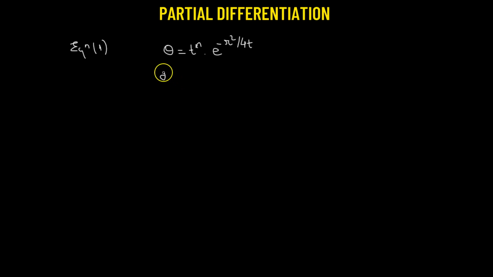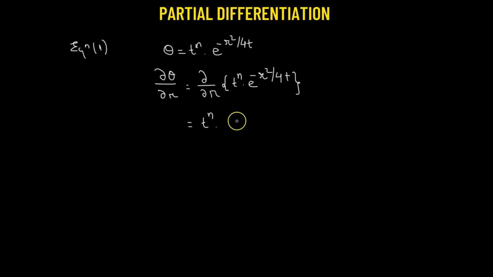So we'll take the partial derivative of theta with respect to r. That will be taking the partial derivative with respect to r of t raised to the power of n times e raised to the power of negative r squared divided by 4t. Because t raised to the power of n can be treated as a constant since we are taking the partial derivative with respect to r, we have t raised to the power of n multiplied by partial with respect to r of e raised to the power of negative r squared over 4t.